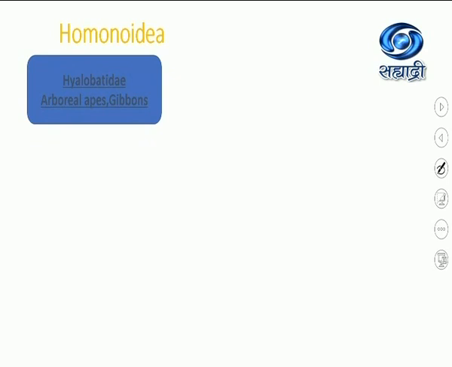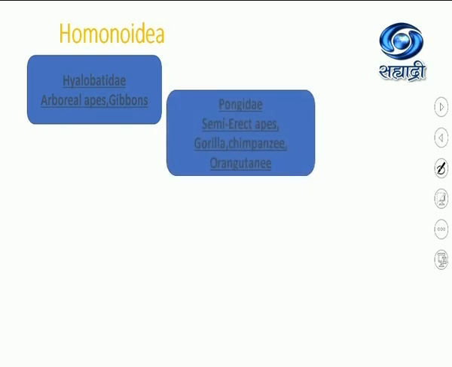It is further classified; it has the Hylobatidae family. Here we will study arboreal apes. Hylobatidae consist of apes that live on trees. Arboreal apes means apes living on trees. Here we will study the example of gibbons. Then there is Pongidae. Pongidae includes semi-erect apes. They do not live on trees. They are not erect like human beings. They are semi-erect. Here we will study gorilla, chimpanzee, orangutan.